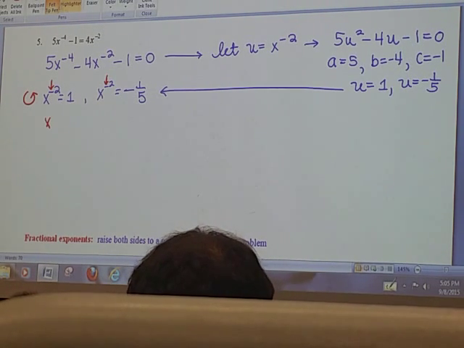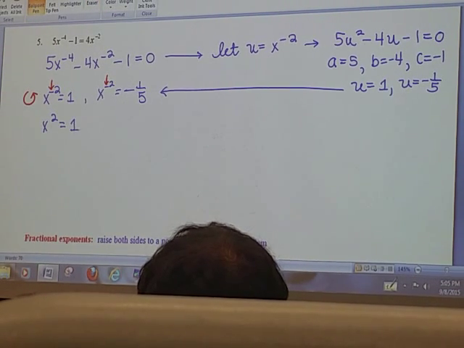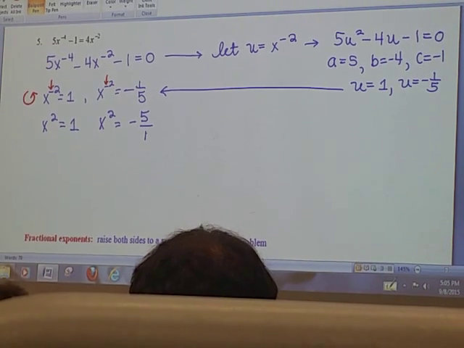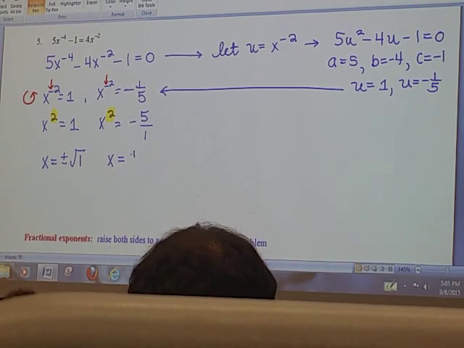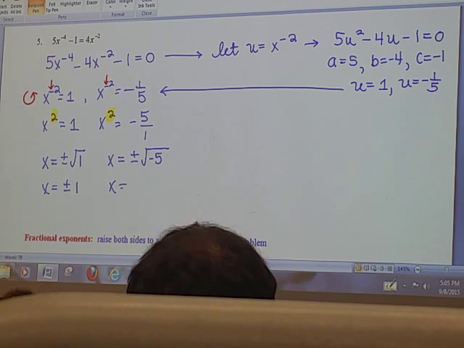So this becomes, oops, sorry, the right color. X squared equals 1. X squared equals minus 5 over 1. Both flipped over. And now I'm back to the first one. Now I have an x squared. So in order to get rid of an x squared, you need plus or minus the square root. X is plus or minus the square root of 1. It's plus or minus square root of negative 5. So x is plus or minus 1. X is plus or minus square root of 5.